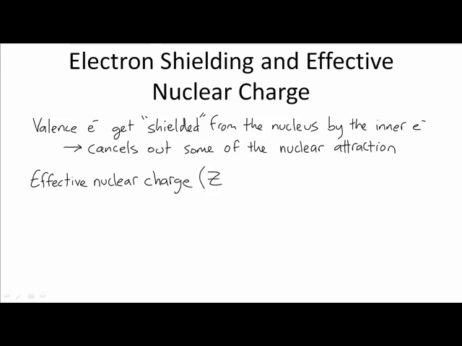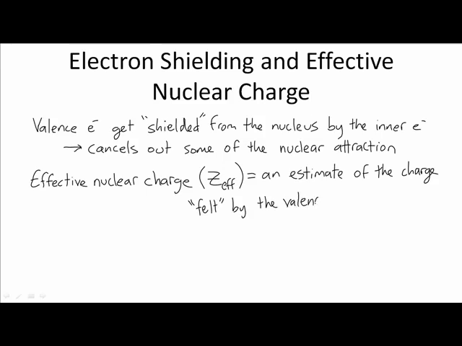Z is often used for the charge on the nucleus. So we're going to call this Z effective or Z_eff. So effective nuclear charge is the charge, it's an estimate of the charge felt by the valence electrons after you consider the shielding effects of the inner electrons.